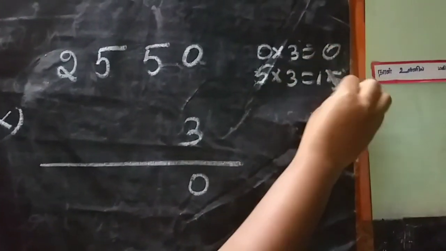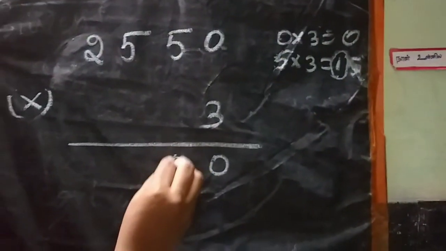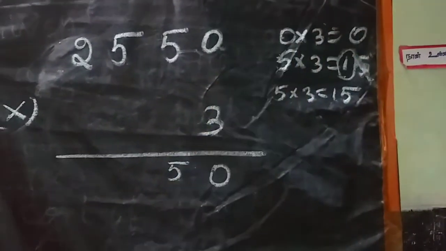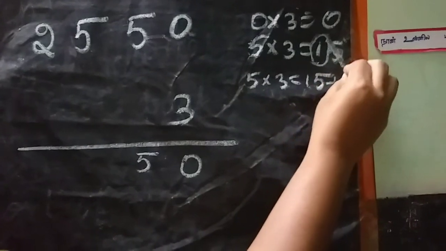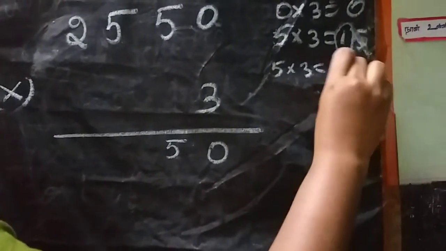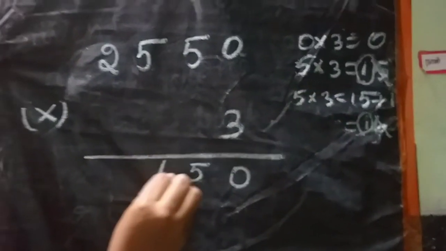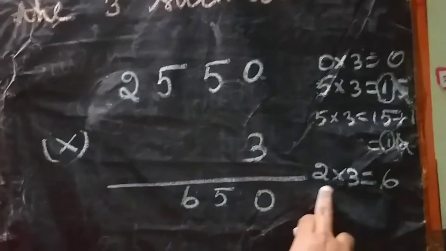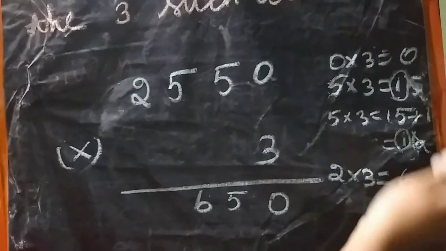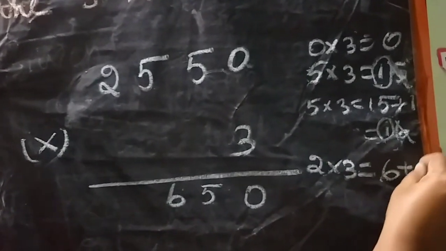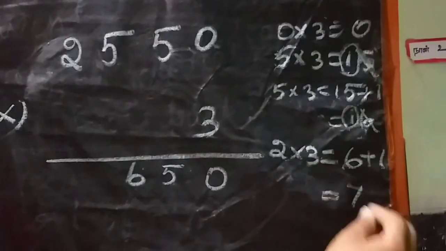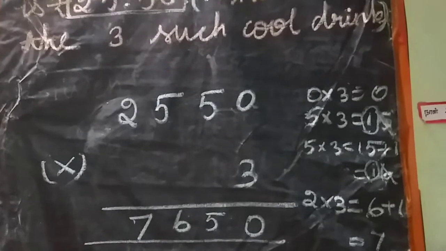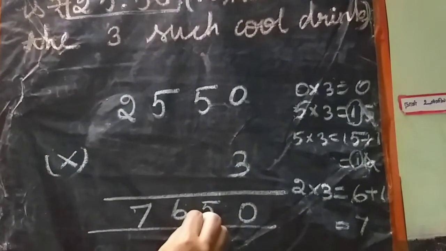In the 15, you should cut the 5 and circle the 1. And again, 5 into 3, 15. Is there any balance number above? Yes, only 1. So you should add with that. Then you got 16. So cut 6 and circle 1. Write this, cut 6. And the next one, 2 into 3, 6. Is there any balance number above that? Yes, 1. So you should add with that. So 7. We got the 7 right here. Now, you point out from the left 2 digits. So 1, 2, point to decimal.